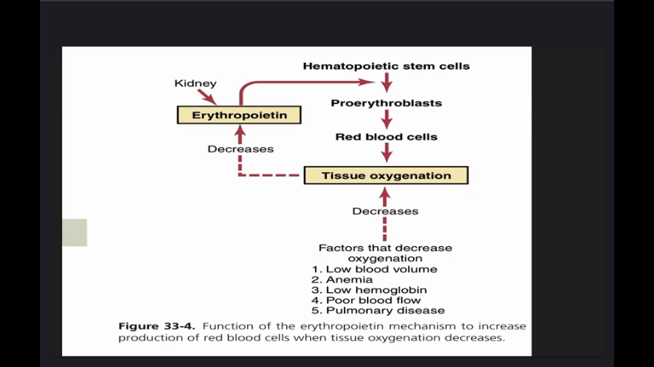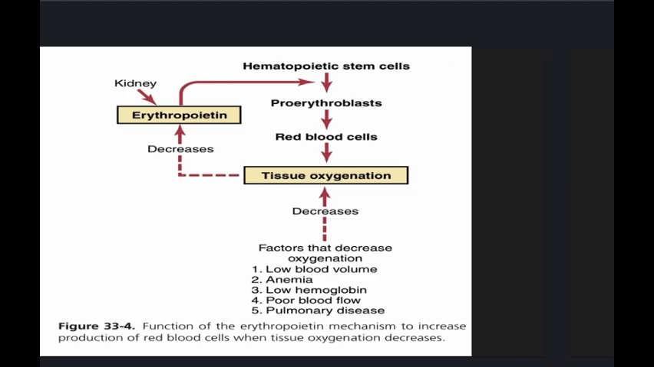Here in this diagram, it indicates the function of erythropoietin mechanism. So it is stimulated by the decreased oxygen state, which further gives message to kidney to secrete the erythropoietin, and erythropoietin will further stimulate the erythropoietic stem cells to stimulate proerythroblast and then RBC production, which will increase the tissue oxygen state.